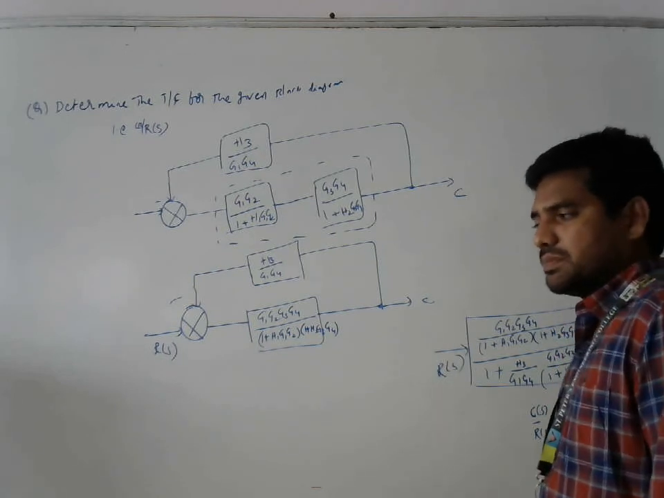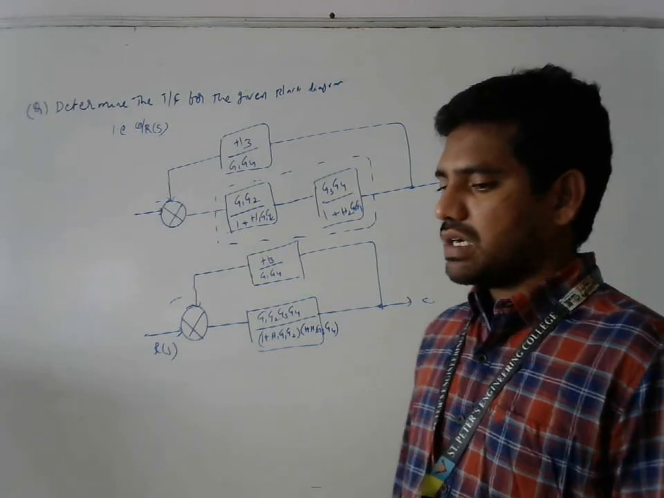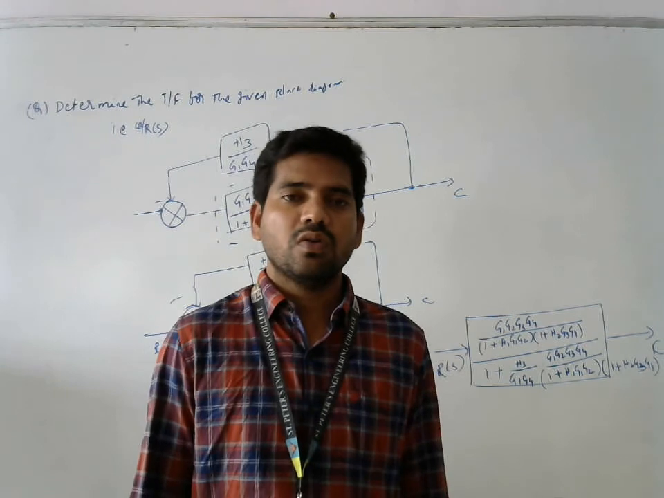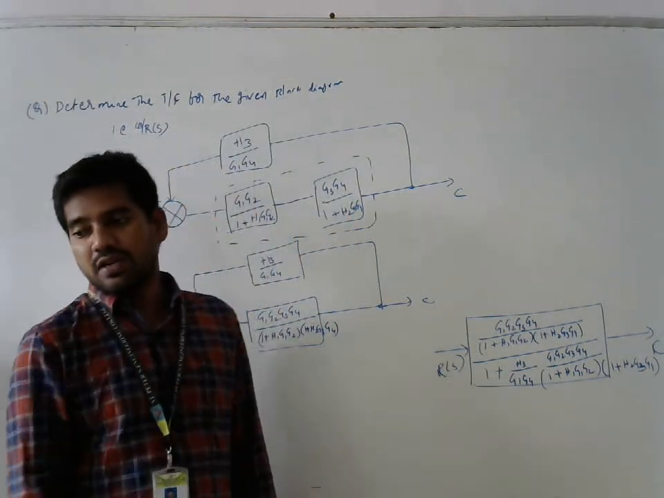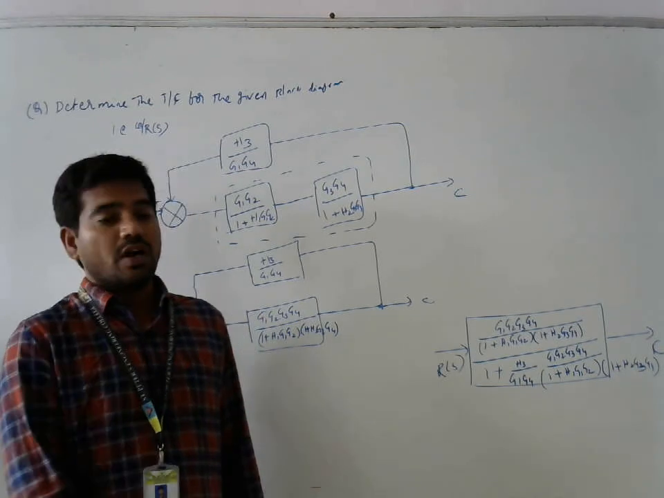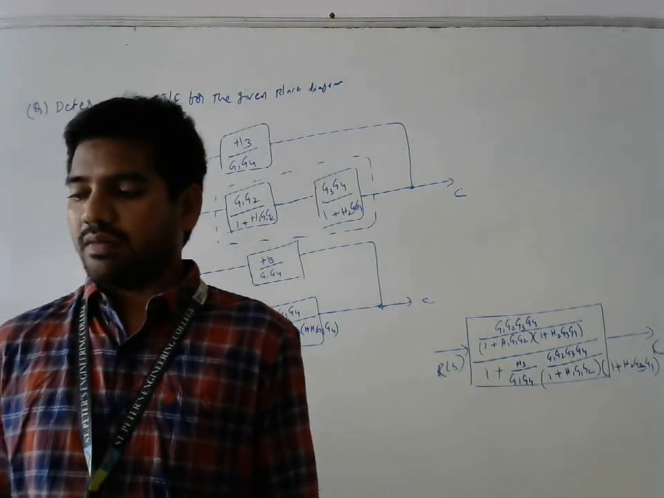Right. This is a simple problem where we convert all the values into a single block. Only a big block diagram was given when we started the problem. Now in this case we are finally getting a simple block diagram. Right. Thank you.